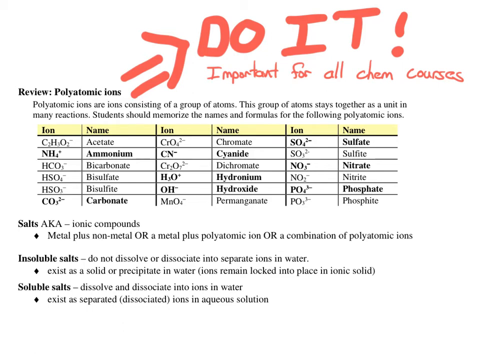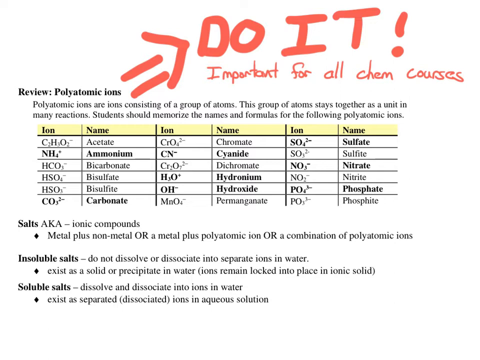First, a very strong reminder to memorize your polyatomic ions. Memorize the name, the formula, and the charge of all of these ions. The ones that are in bold are more common than the others, but you should know them all. It's very important for the rest of your chemistry courses.